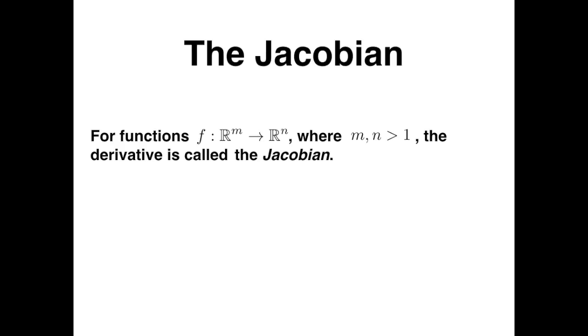Now for functions that map Rm to Rn, there's also a special name for the derivative. When m and n are both greater than 1, the derivative is called the Jacobian. The Jacobian is a matrix of size n by m.